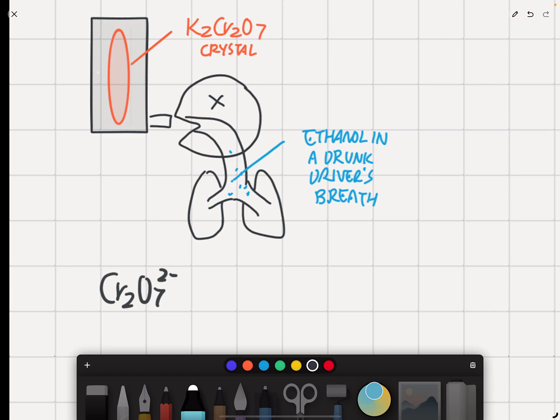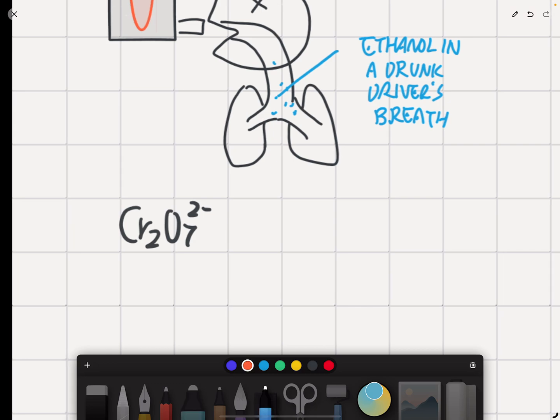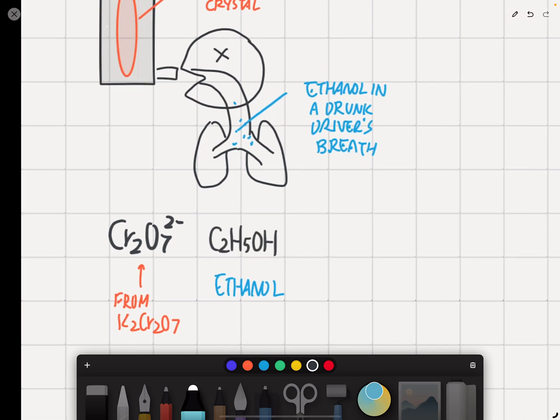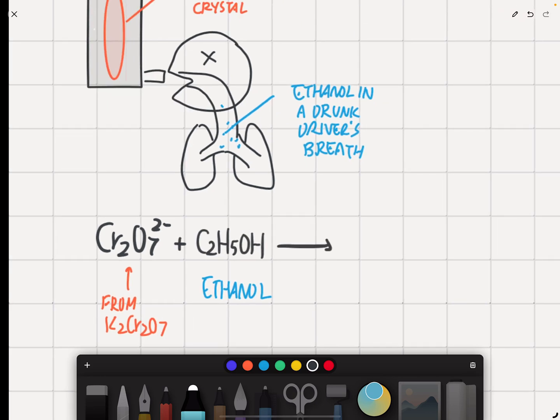So Cr2O7 2-, the ion, is the active ion present in potassium dichromate, K2Cr2O7. It will react with ethanol, which is C2H5OH, and then a redox reaction will happen.